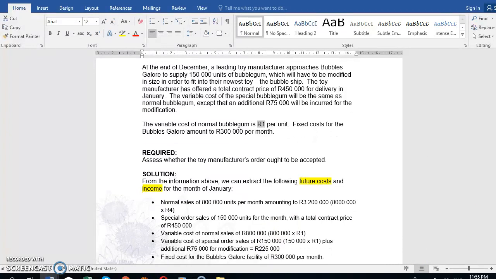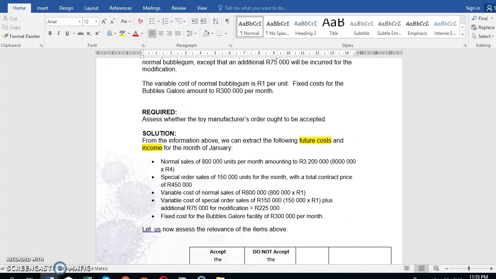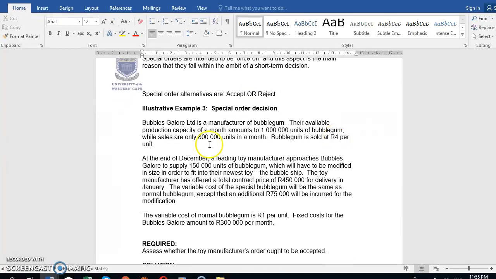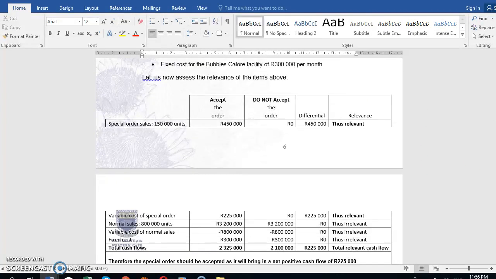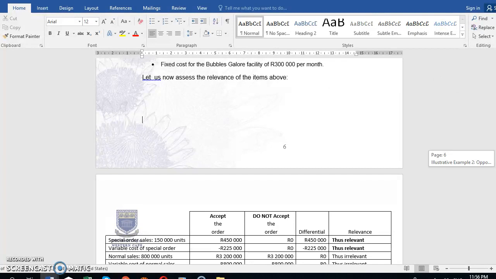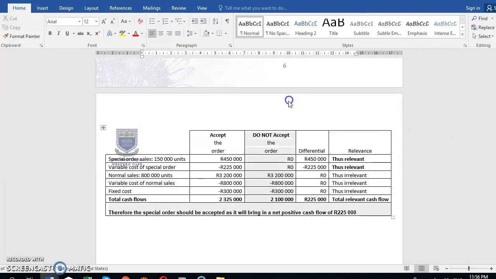Then specifically to the special order, there is a 75,000 modification which will have to be incurred, which is a cost, and then fixed costs amount to 300,000 for the facility, for Bubbles Galore. Now the trick is, remember I told you that for a special order your alternative is basically accept or reject. Now in this case for Bubbles Galore, it's either we accept this order from the store manufacturer or we reject it. Alright, so that's why this table's been laid out. We've already identified the totals. Now it's just a matter of identifying what's relevant and what's not.